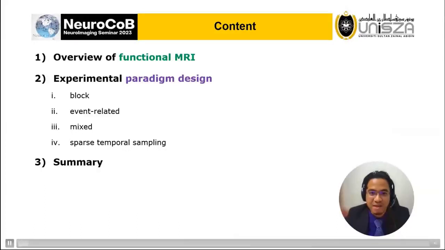Okay, so here are the things that we are going to cover in this talk. First, I'm going to briefly discuss what functional MRI is about. I believe most of you are familiar with fMRI. However, some of us may be new to this field and would like to learn a little bit more about it. Next, I will talk about the main types of experimental paradigm design used commonly in many types of task-based fMRI studies. This includes the block design, event-related design, mixed design, and sparse temporal sampling design. And I'm going to finish off by providing a summary of these different designs.